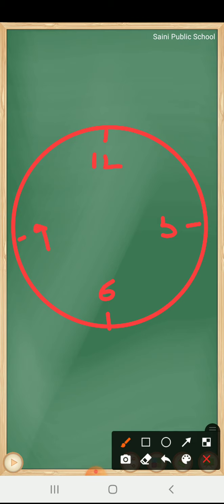Now this clock is further divided into 4 parts. If I divide this clock in 4 parts, then we call these quarters. When we divide something into 4 parts, then we call it a quarter. This is our first quarter, this is our second quarter, this is our third, and this is fourth. So this clock is divided into 4 quarters.